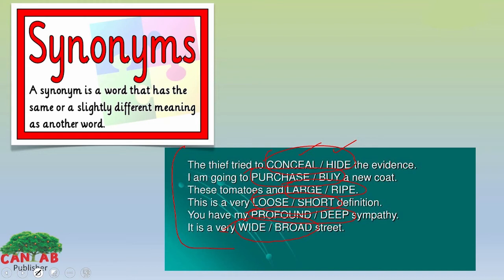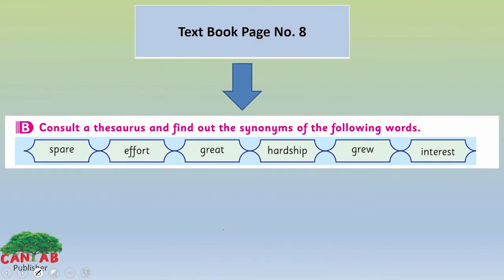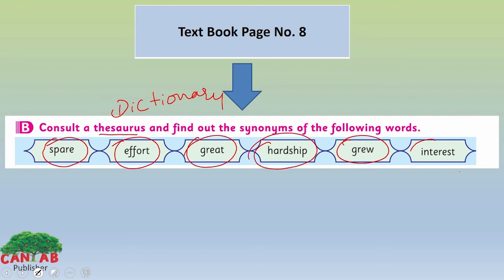So it would be very easy for you to do the task here. Look at page number 8 in your textbook. Consult a thesaurus and find out the synonyms of the following words. Thesaurus means, I have told you, dictionary. You need to open the dictionary and find the same meaning of these words: spare, effort, great, hardship, grieve, and trust.